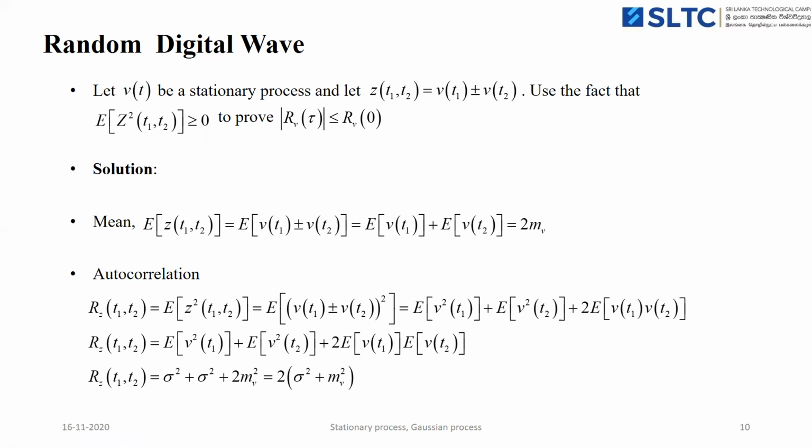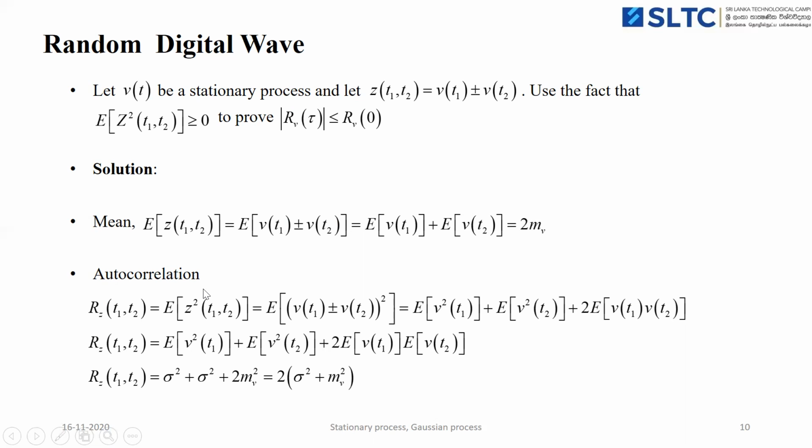So the expectation of v of t1 is equal to the mean of the random process at the time t1. So that is m_v. It is independent of time. Similarly, the expectation of v of t2 is also m_v. So m_v plus m_v equal to 2m_v. So this is the mean value for the given random process.